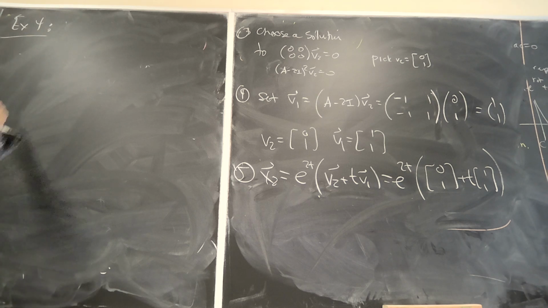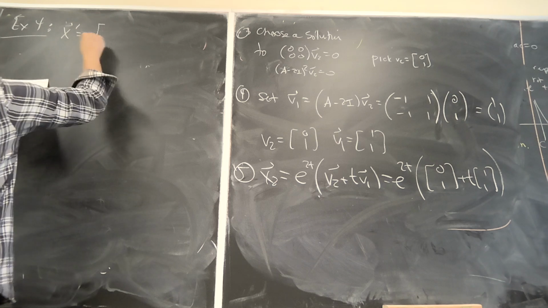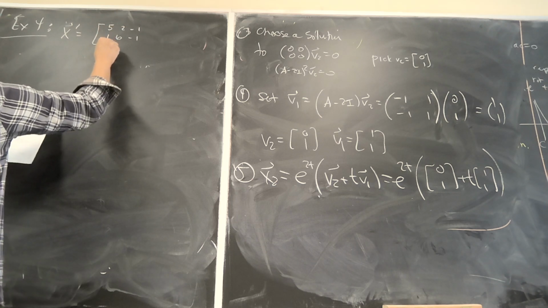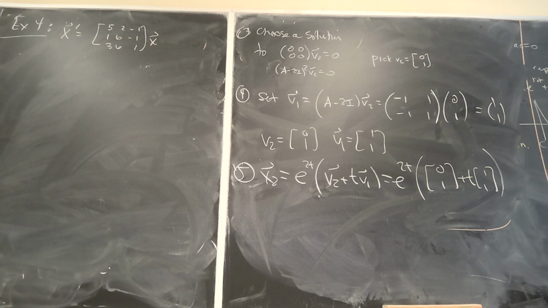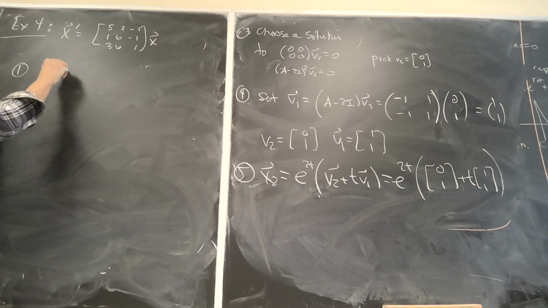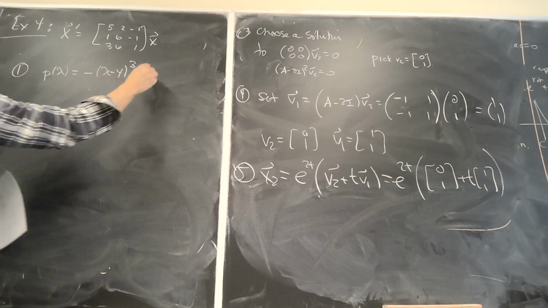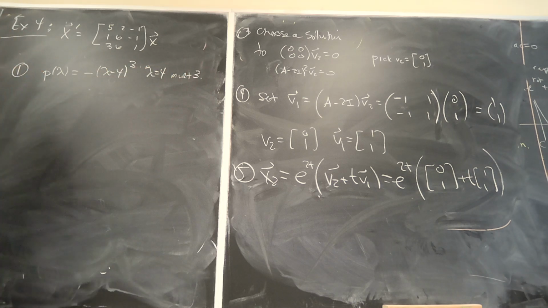All right, so this example looks like the following. We're going to solve x prime is equal to the matrix 5, 2, negative 1, 1, 6, negative 1, 3, 6, 1 times x. Now, one of the points of this is you cannot tell what's going on just by looking at the matrix. You have to look at the eigenstructure. Step 1, the characteristic polynomial of this is minus (lambda minus 4) to the third. So lambda is equal to 4 with algebraic multiplicity 3.